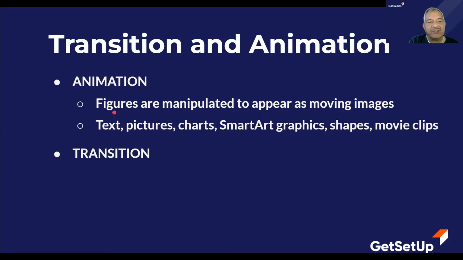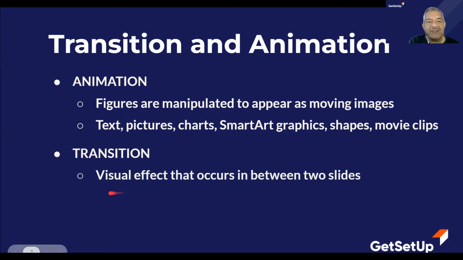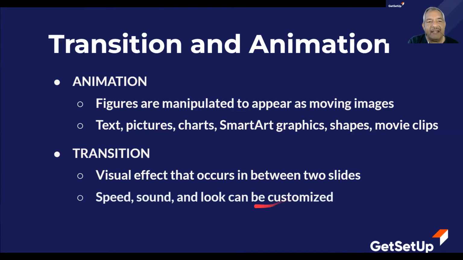Now what is transition? Transition is a visual effect that occurs in between two slides. Two slides are necessary for transition to take place. For animation, no, we can animate even a single slide. But for transition to take place, we need at least two slides there. And within a transition, we can control the speed, sound, and look. Everything can be controlled or customized.